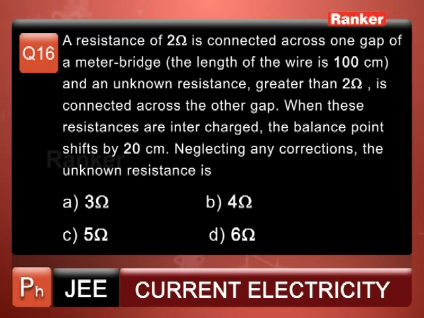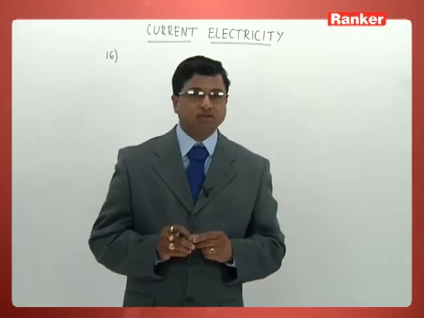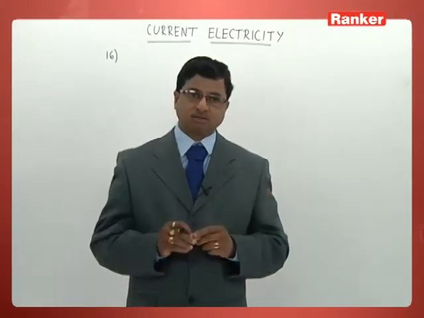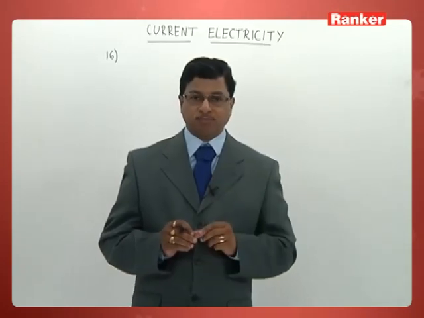Of course, he has given 4 options. First option is 3 ohm. Second option is 4 ohm. Third option is 5 ohm. And fourth option is 6 ohm. And the correct option here is no doubt the first one, that is 3 ohm we will get. How come? Let us first of all finalize.